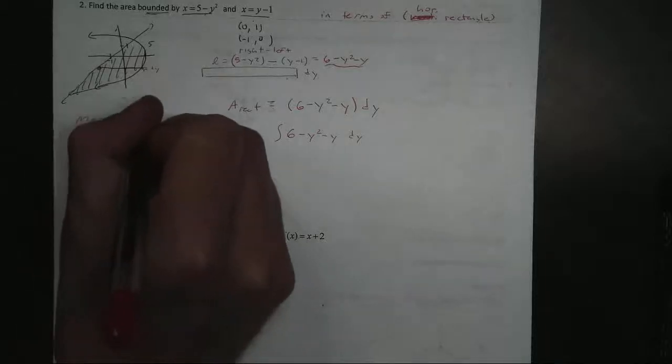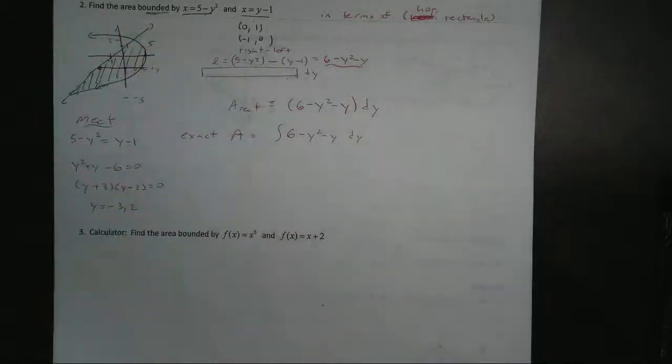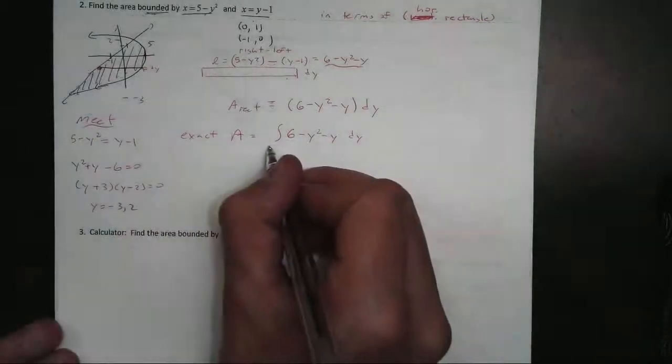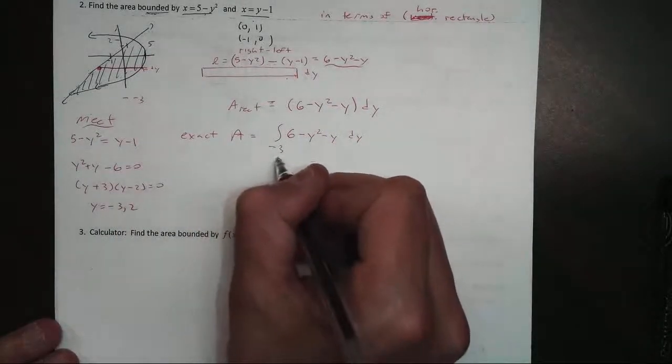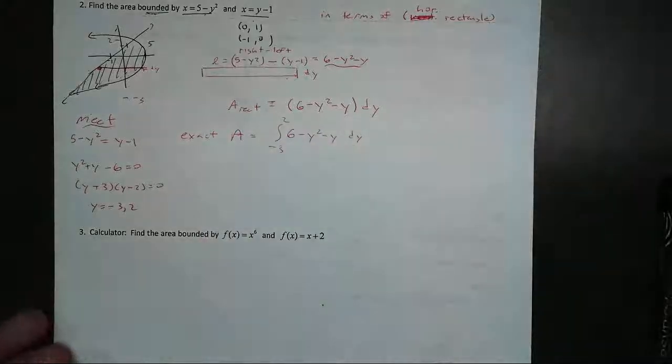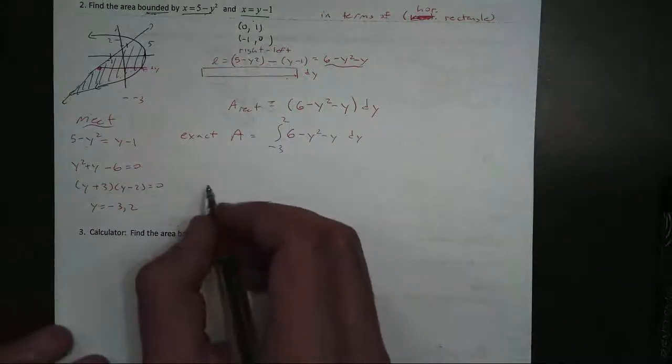So we're going to go from negative 3 to a positive 2. And that's where they meet, and that's my domain. Remember, order is important. Smaller number on the bottom, followed by the 2 up there. Okay? Next, I integrate.